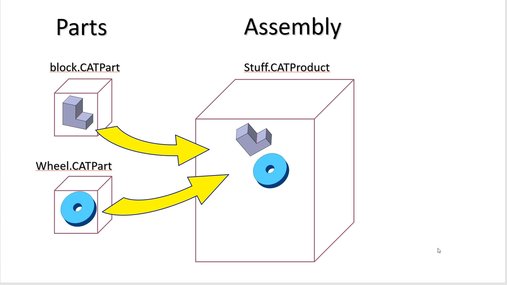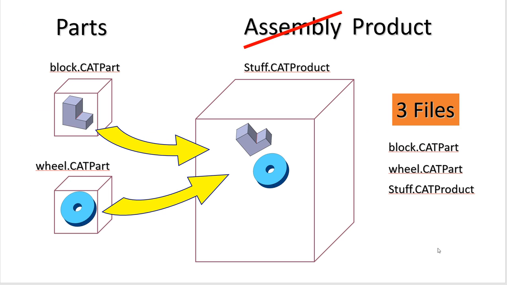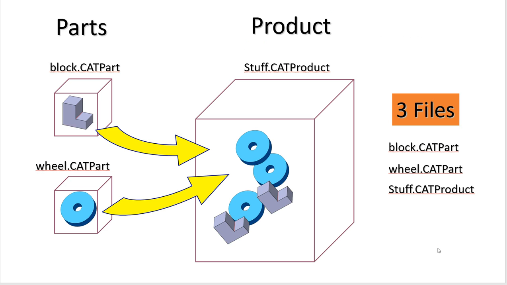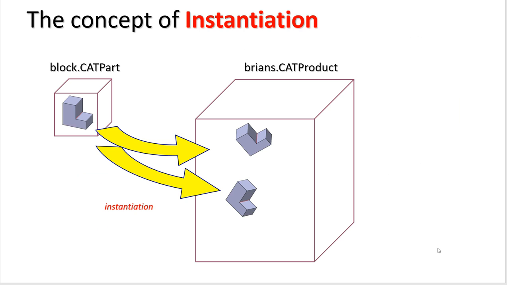So here we see a product or assembly in Catia. Of course, we call these products in Catia that has multiple parts. And in this case, we have 3 files, 2 cat parts and 1 cat product. Now, how does all this happen? Well, this happens through the concept of instantiation.